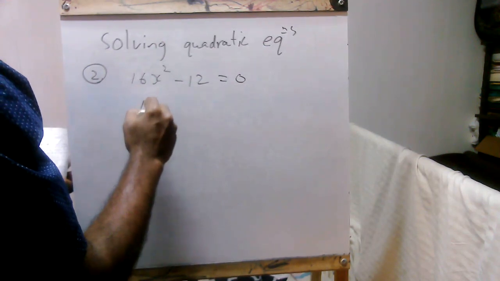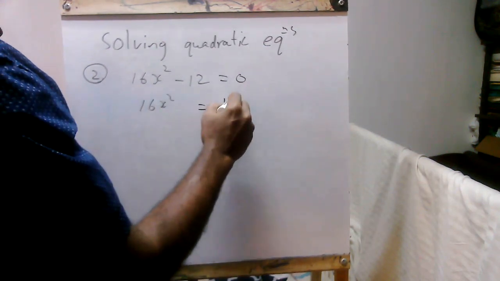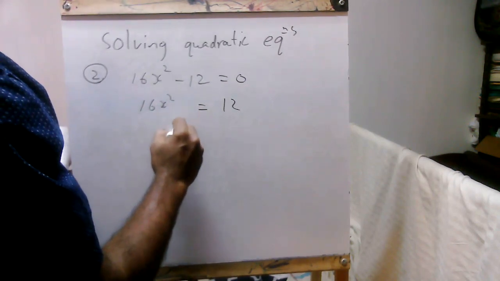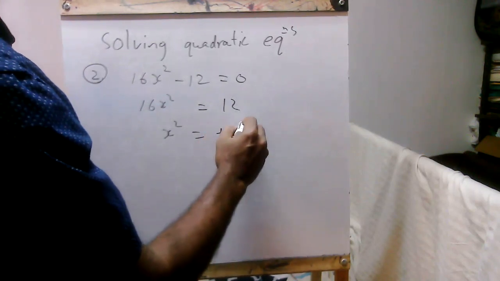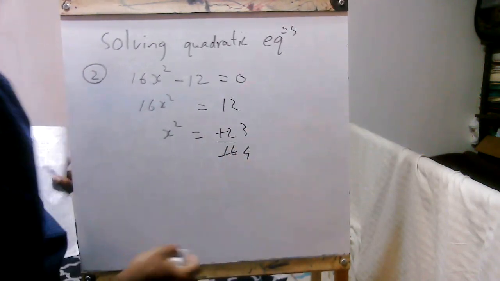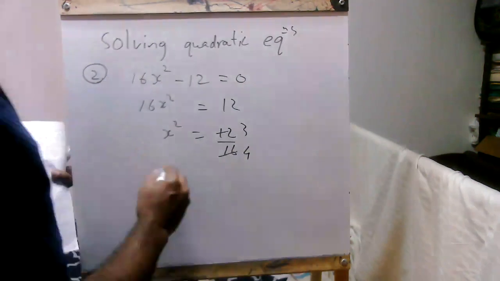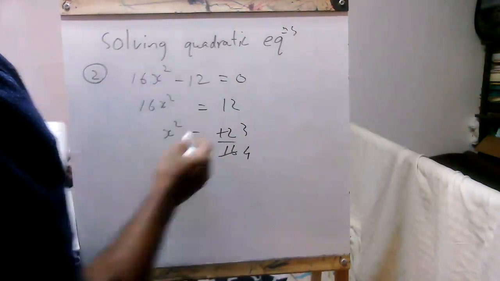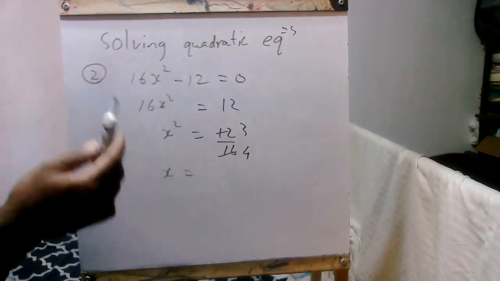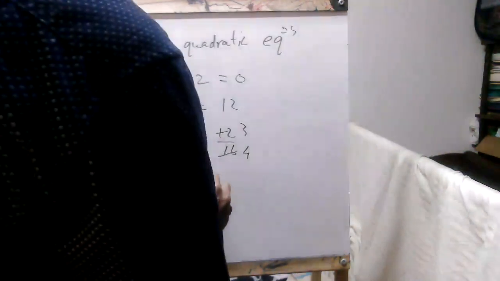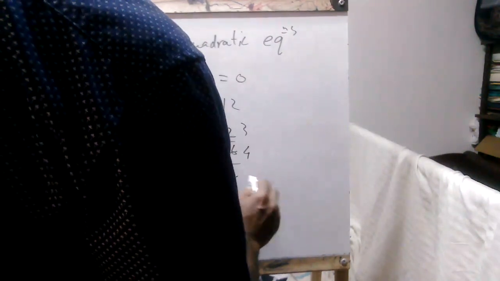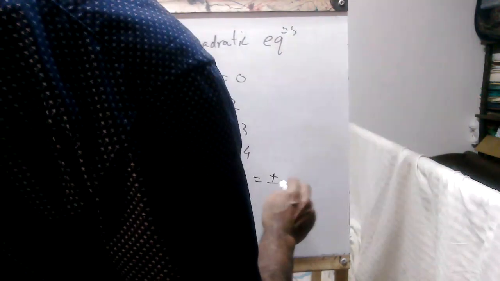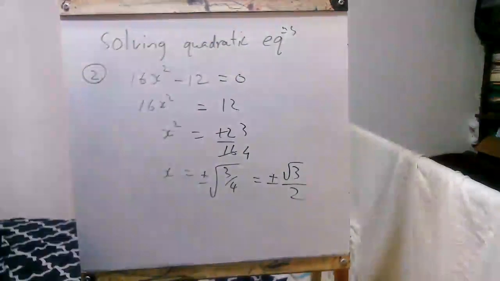Then you get 16x squared equal to 12. Isolate x squared: x squared equal to 12 over 16. Simplify this, 4 times 3, 4 times 4, then take the square root. x equal to, when you take the square root, remember you have to use plus or minus. Plus or minus square root of 3 over 4 equal to plus or minus square root 3 over 2. Square root of 4 is 2, right?